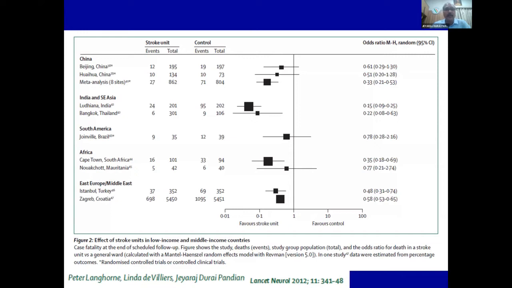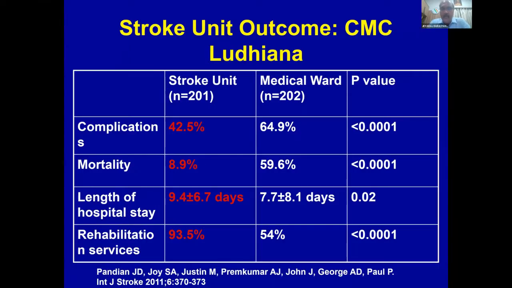This is one of our earliest studies, where we compared the patients who are managed in a stroke unit versus patients who are managed in a medical ward, and there was a significant reduction in medical complications, reduction in mortality, and reduction in terms of length of hospital stay. There was an increase in the number of days because we had an inpatient rehabilitation service at that time, and access to rehabilitation improved in patients who were managed in a stroke unit.